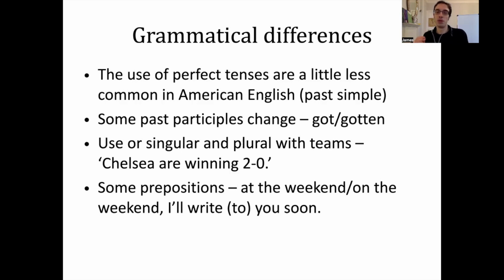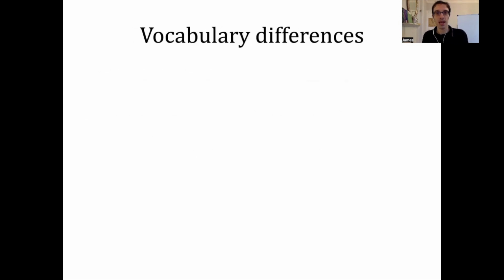The Americans don't use to, they'll say, I'll write you soon. Whereas in British, we would never say something like that. We would always use the preposition to. So there are some important grammatical differences. However, the main difference between British and American English lies in the vocabulary.